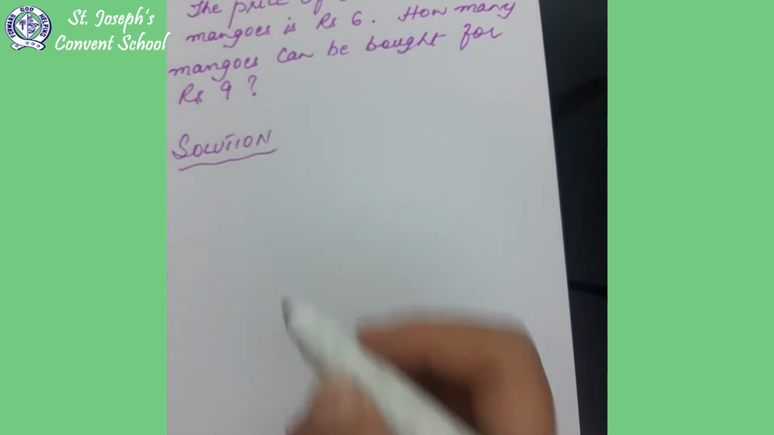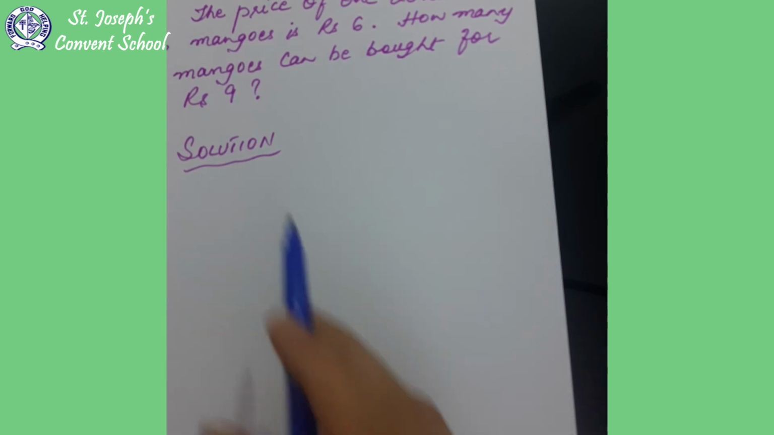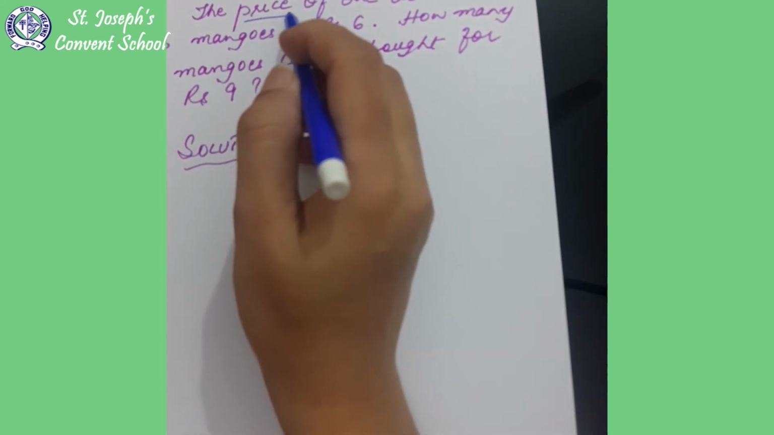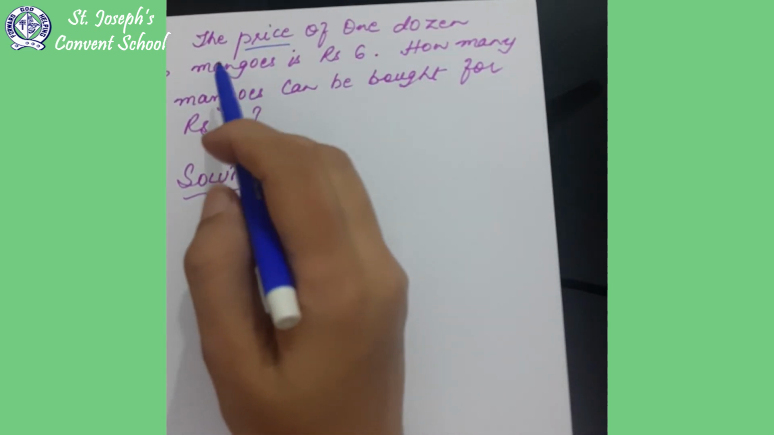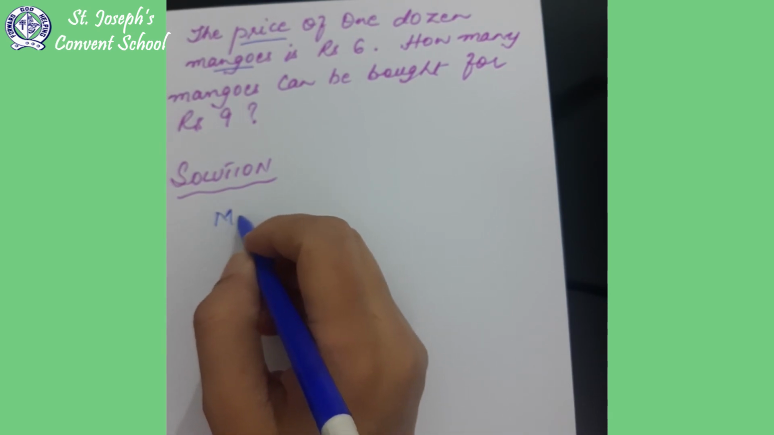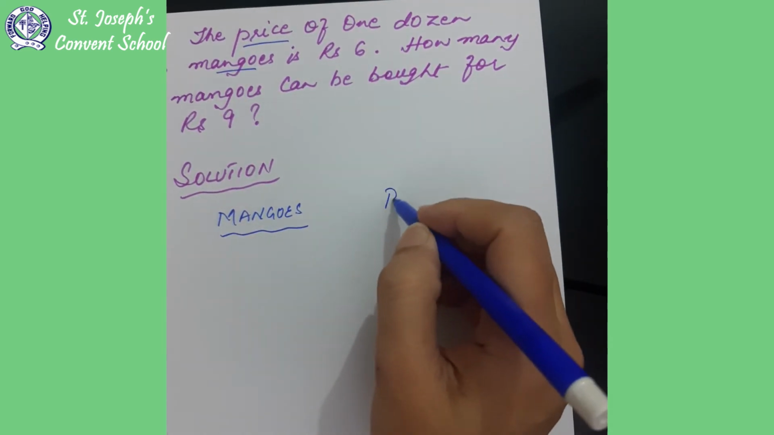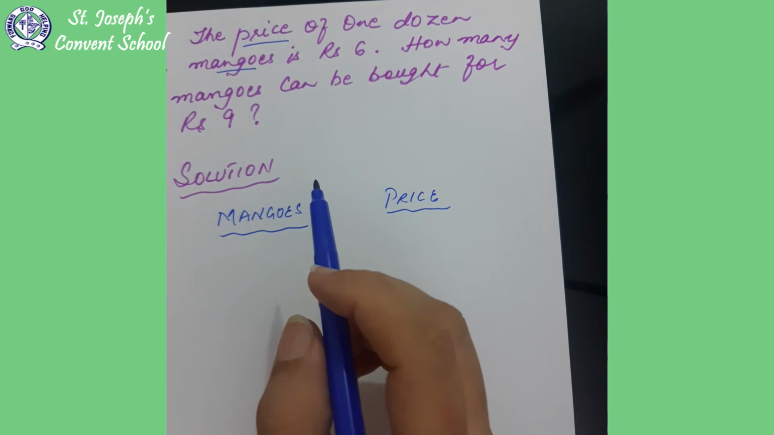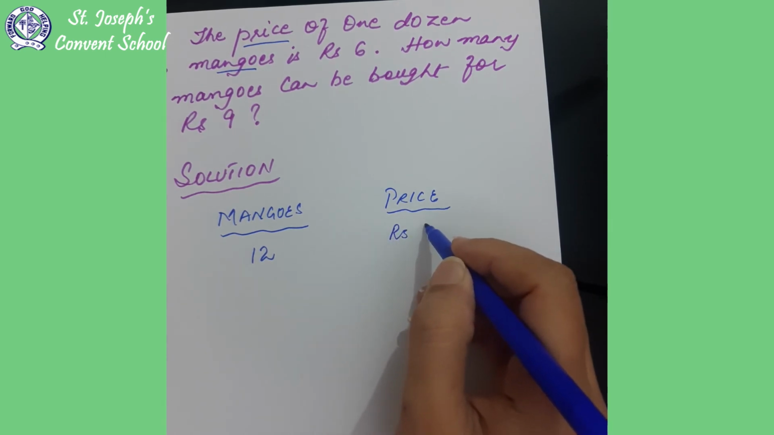So what are the quantities? Okay, two ratios are, what two things are given? The price. Now price is given, one is price. The price of one dozen mangoes, price and mangoes. Okay, two things are given. So we will write both of them, mangoes and price. So price of one dozen means 12 mangoes. So 12 mangoes, price of 12 mangoes is rupees 6.